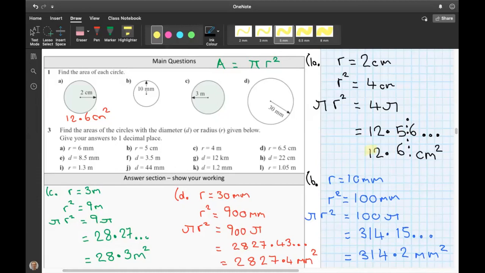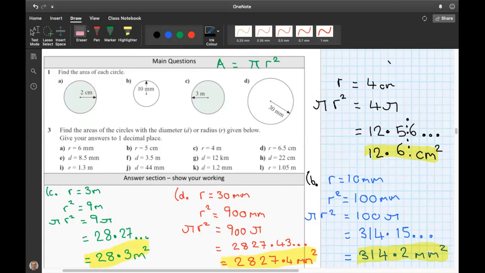So for part A, we had 12.6 centimeters squared. For part B, 314.2 millimeters squared. C, 28.3 meters squared. And D, 2,827.4 millimeters squared. Okay, so that was question 1 done. Just going to rub this out.